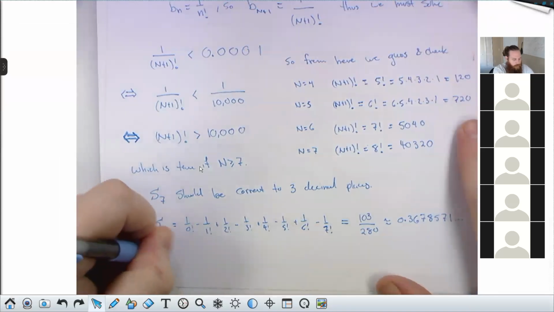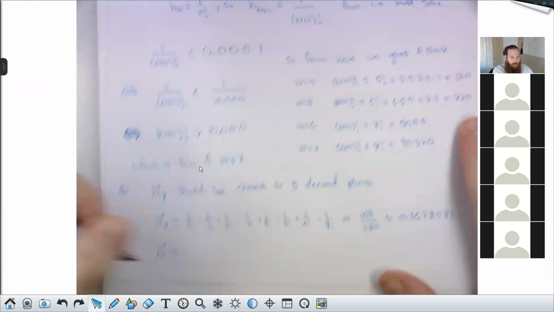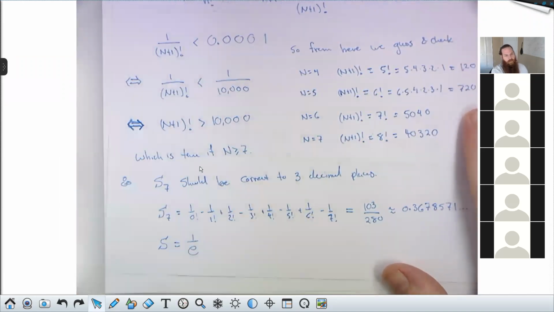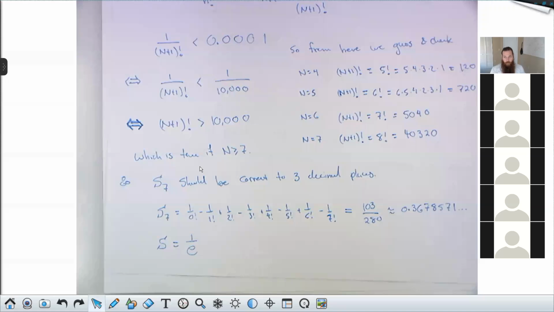The actual value of the series S here is 1 over e. I'll be able to prove that to you after we've learned a little bit about power series.